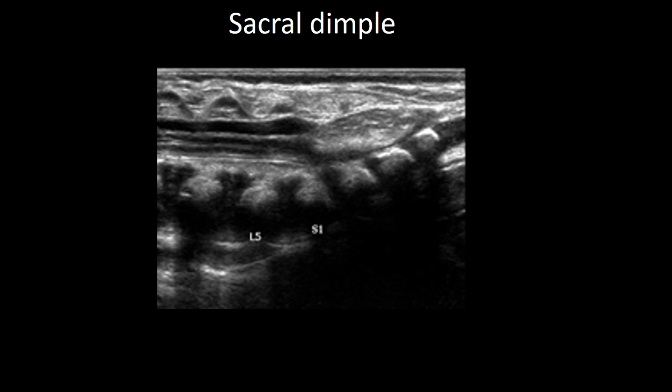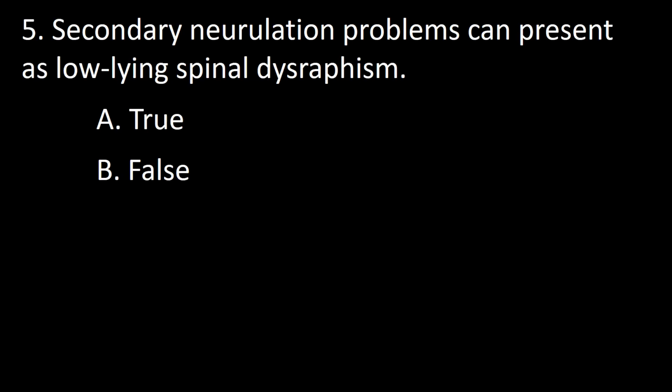You can see in this ultrasound of a patient with a sacral dimple the low position of the tip of the conus and a mass. Notice the level of S1 in relation to the tip of the conus and the mass. The two types of dysraphism we have just talked about, myelocystocele and sacral dimple, are, as you can see, associated with tethered cord. So the answer to this question is A.